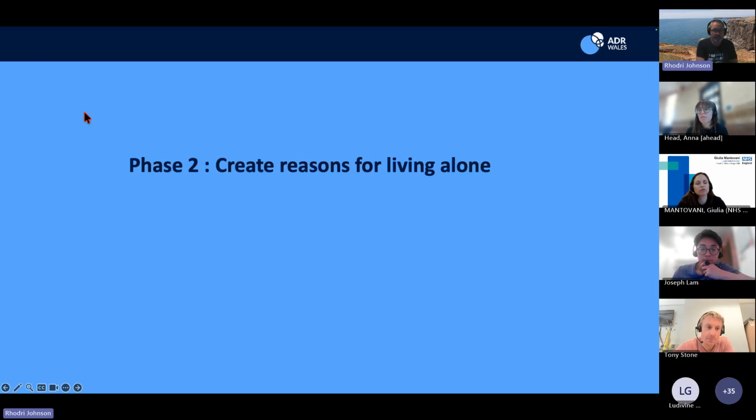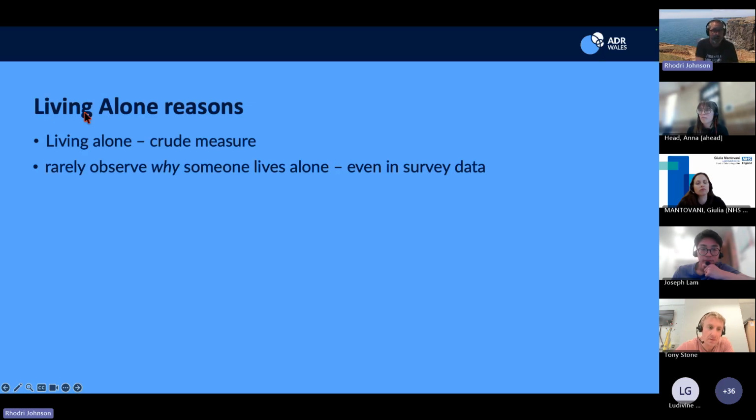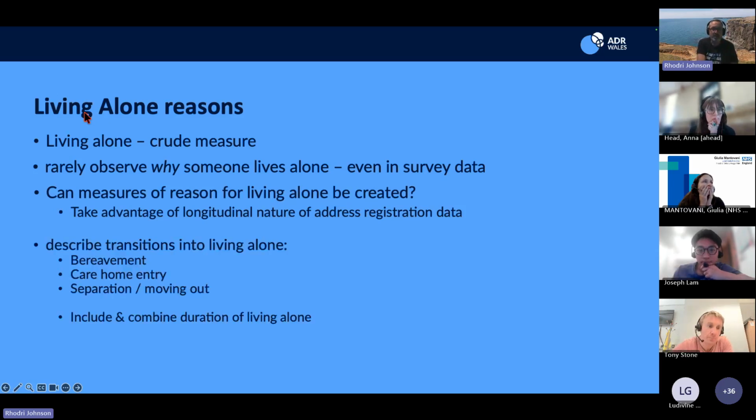Phase 2 was to create the reasons for living alone, the more nuanced approach. So living alone, again, crude measure. We rarely observe why someone lives alone, even in survey data. Surveys capture loneliness scores and various things, but to my knowledge, they don't actually capture the reason or duration for living alone, and it's certainly not captured in admin data. So can we take advantage of that, use the longitudinal nature of the address type data and work out those kind of things? The general approach I took, it was more detailed than this, but effectively it boiled down to: is someone, why are they living alone?